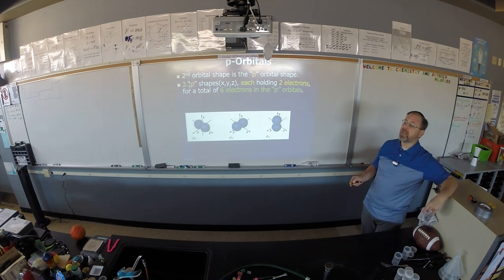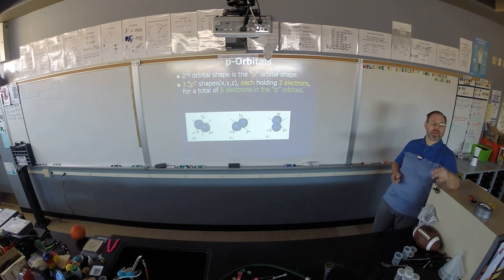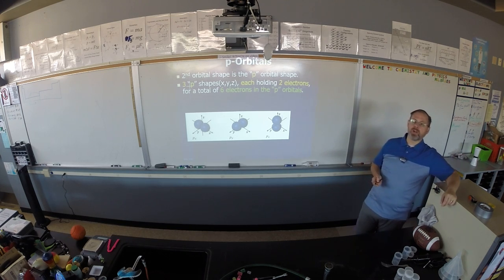This is the p block. How wide is the p block? 6. It's 6 atoms. If you were to look at lithium's electron configuration, what period is lithium in? 2. What shape? S. How far over? 1. Lithium's last electron is 2s1. Beryllium is 2s2.